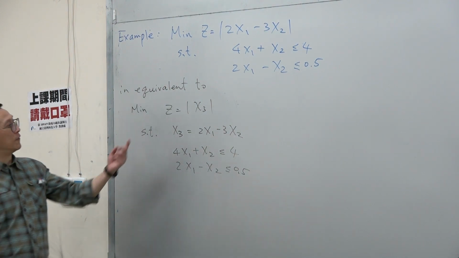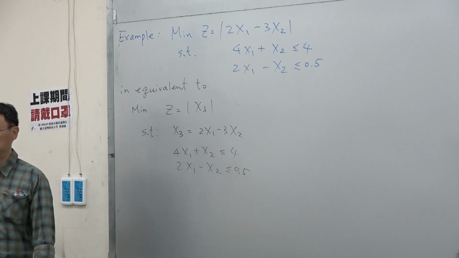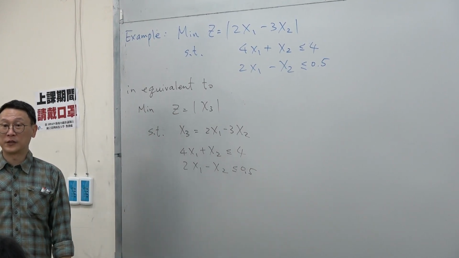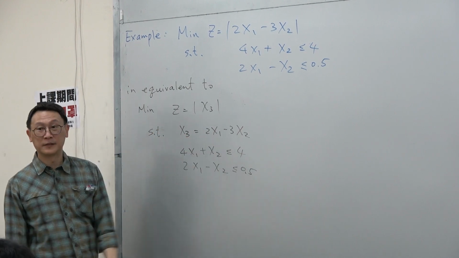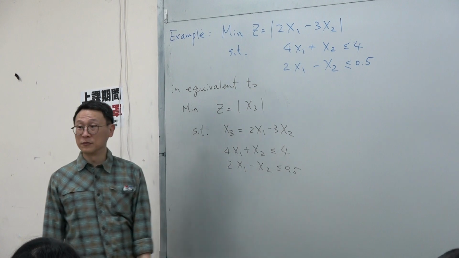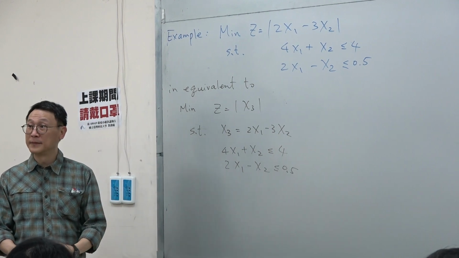But we still have absolute value. But we add one more variable, x3, to represent that. So right now, we only focus on this absolute value. How can I transform it? Okay?